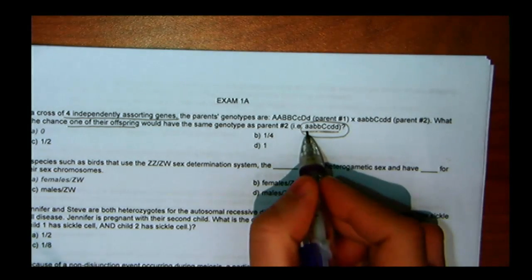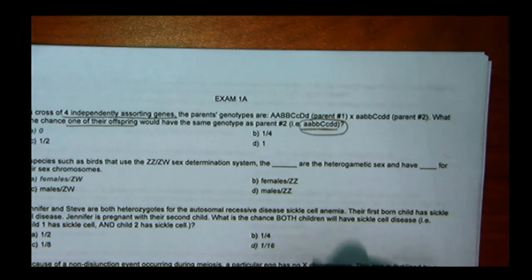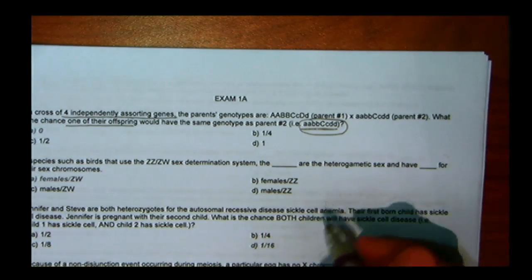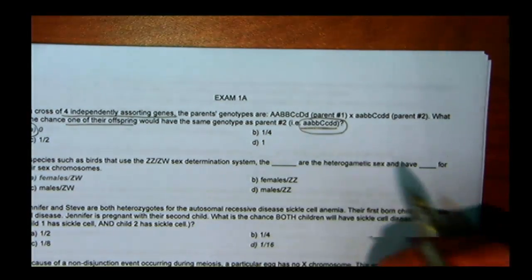wrong with this. Parent 1 also only has big B's, so there's no way that their child can have homozygous recessive for B. So again, impossible. So your answer would be 0% chance, 0 children will have this. Yep.